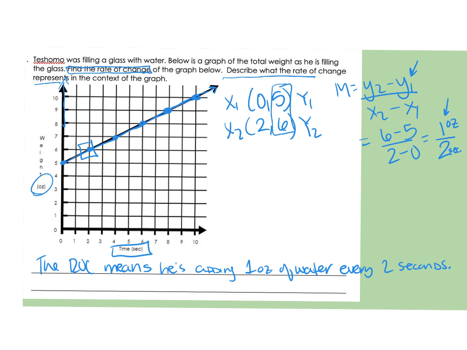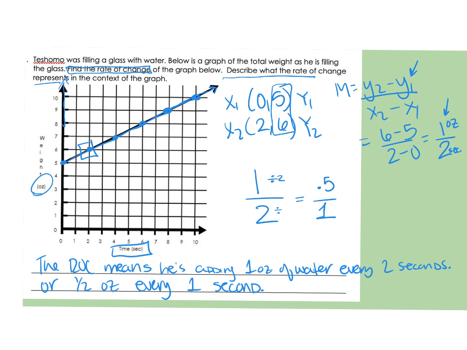Now, we really prefer for there to be a 1 on the bottom when possible. So 1/2, we're literally going to divide both of these by 2 because I really need this to be a 1 down here. And 1 divided by 2 is a half, right? It's ugly. But this just means, you can say, he's adding 1/2 of an ounce every 1 second.